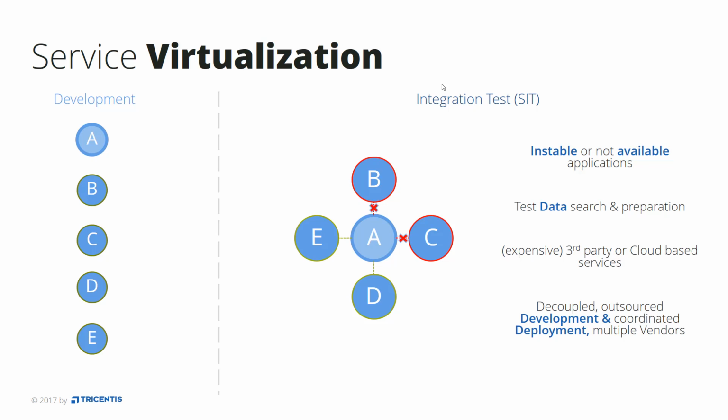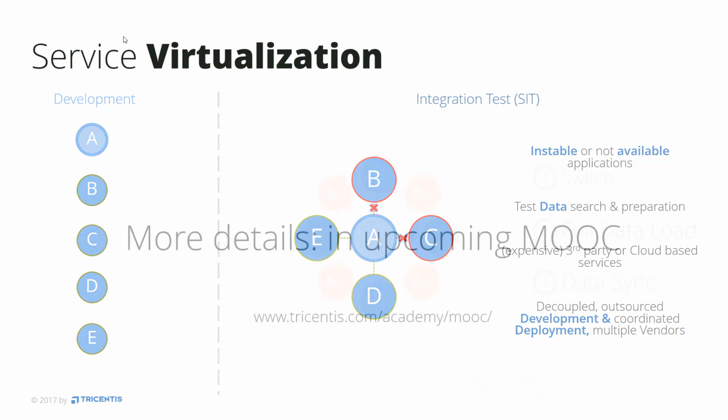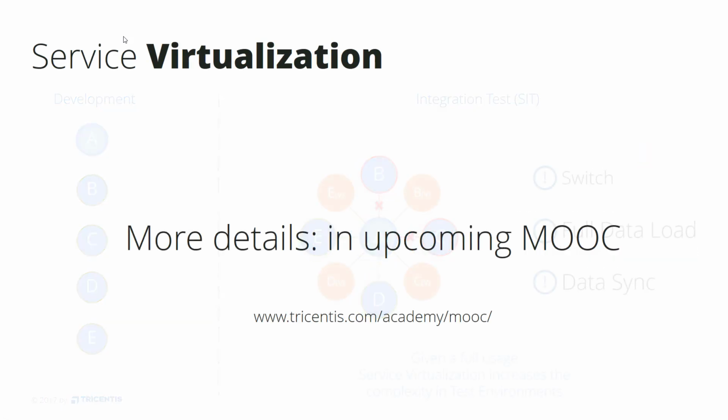If we have these environments, it always depends on the size, I would say, but still we have some dependencies of systems. We have our systems in here, and sometimes it happens that system B and C is not available. So therefore we have the service virtualization, and for service virtualization we will have more details in the upcoming MOOCs.